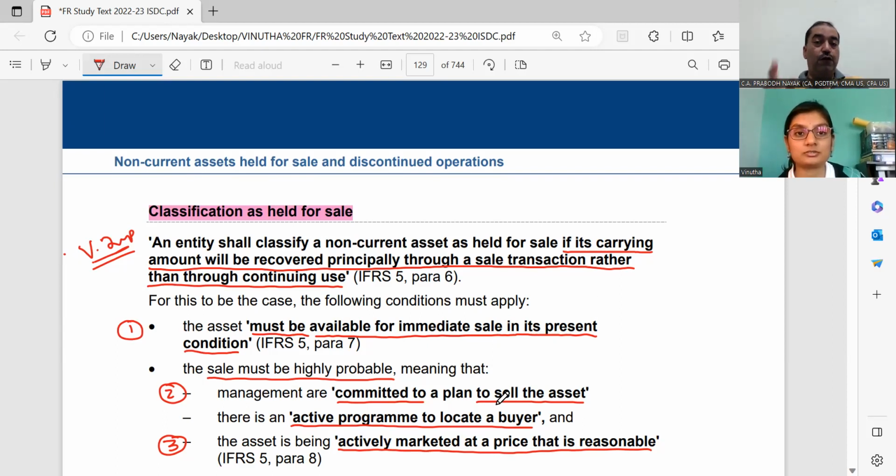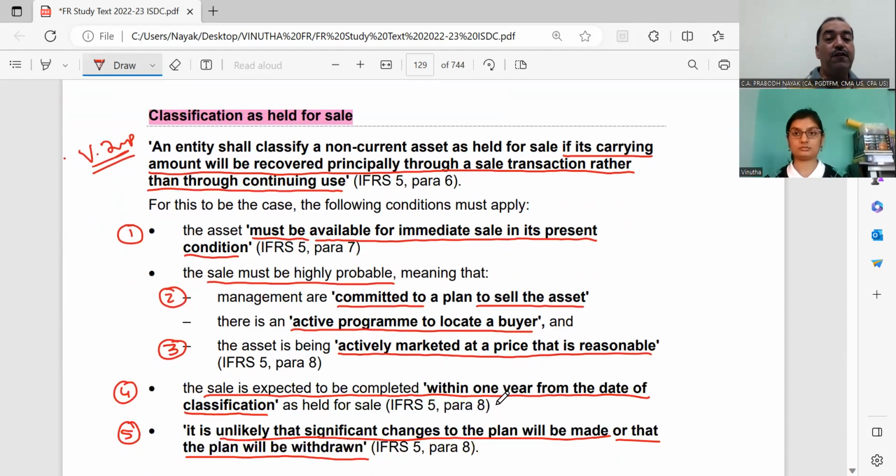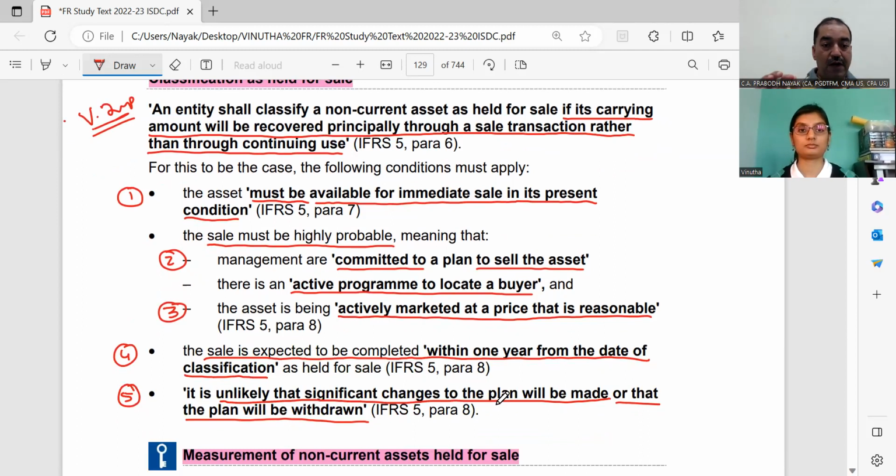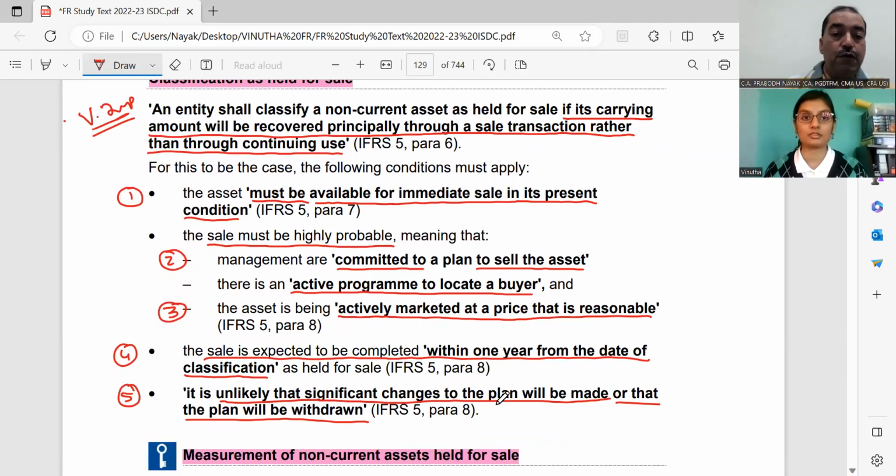So it is going to be held under current assets, not under non-current assets. Though there is plant, though there is machinery, though there is building, it will be shown as current asset. Why? Because it will be sold in the next 12 months. Within the next 1 year, we are going to sell it. So now to hold these assets as assets held for sale, there are some conditions. So what are those conditions that we have to see here?